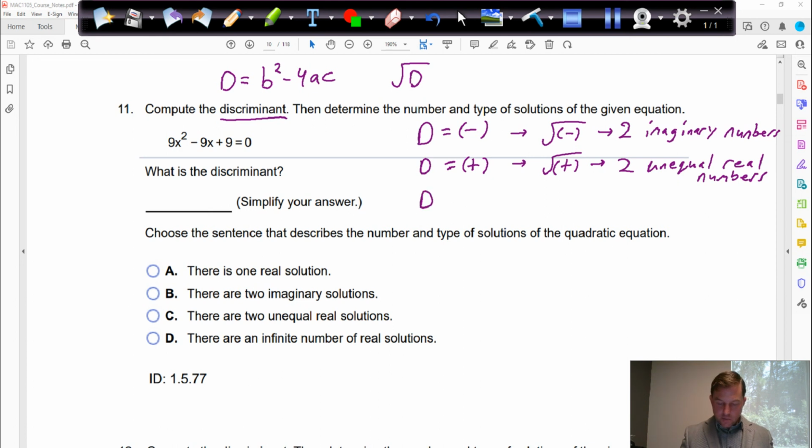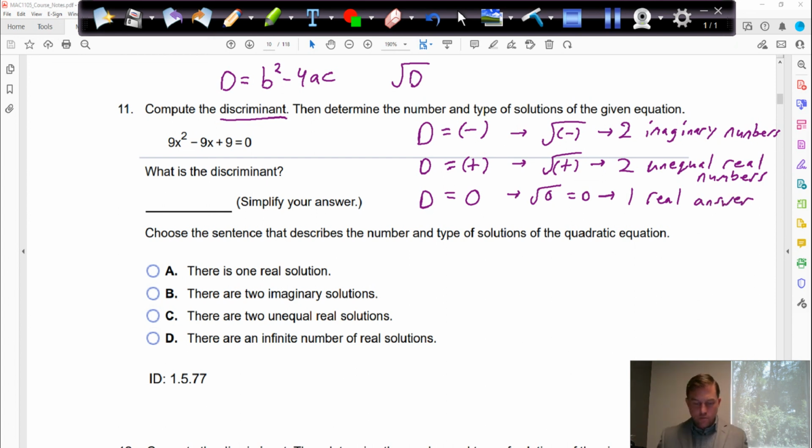Now this is a kind of a special case one. If D is 0, you get the square root of 0 in the quadratic formula, which is 0. So you just get one number, plus or minus 0 over the bottom number, and that's going to be just one real answer. So kind of a special case. When the discriminant is 0, you only get one answer. One number pops out.